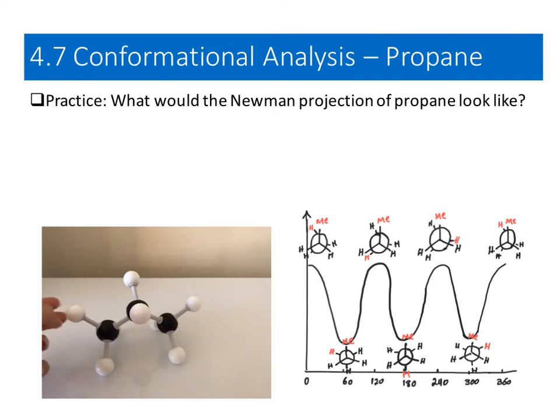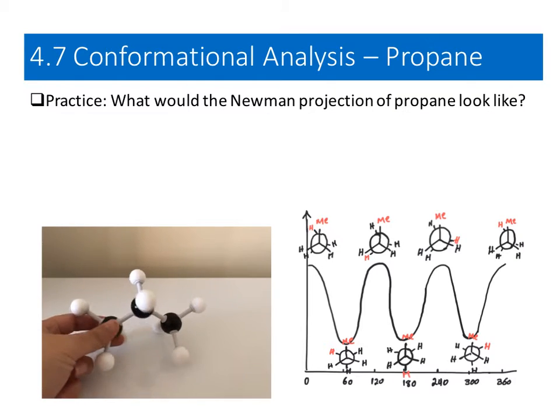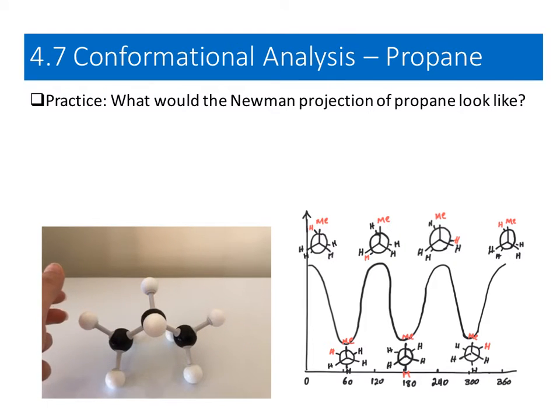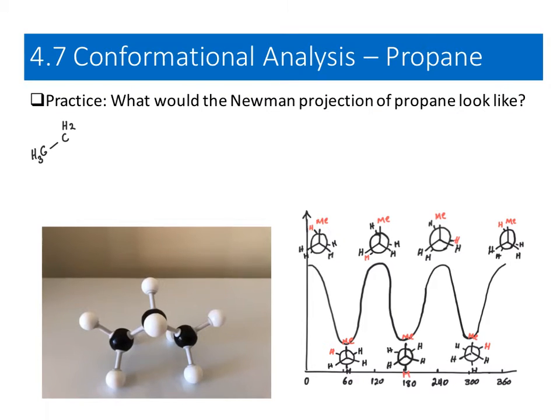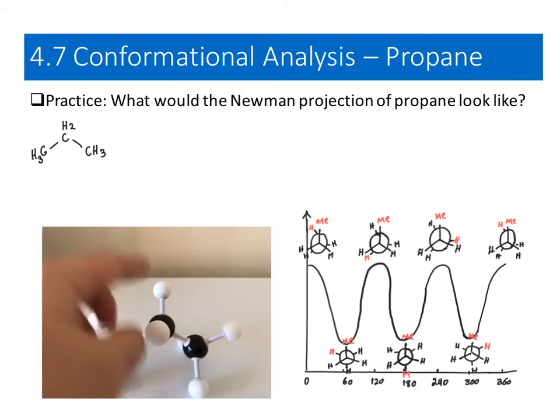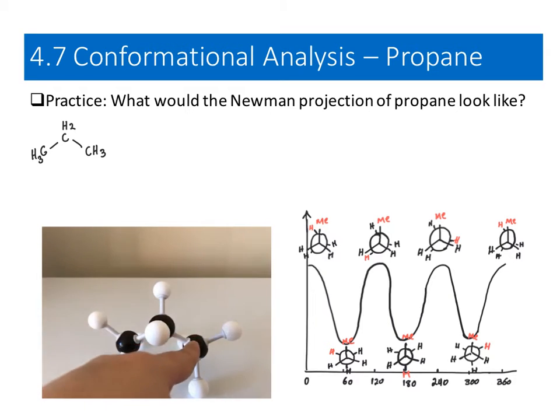Now let's try to draw the Newman projection for different conformations of propane. So this is the model for the propane molecule. Let me write that on a board. So for propane we have CH3, CH2, CH3, as you can see here. And we plan to look through the carbon 2 and carbon 3 bond. So we are looking through this bond.